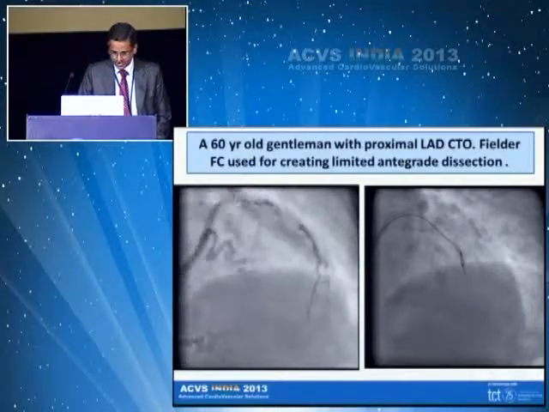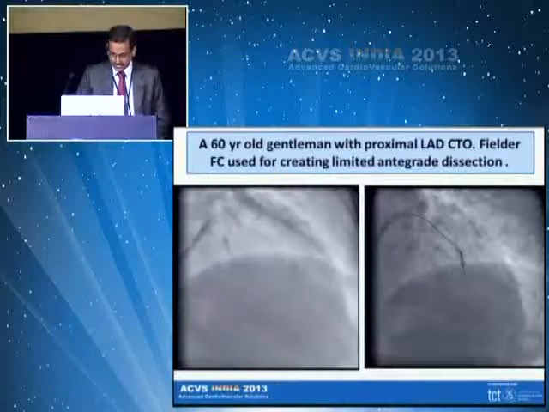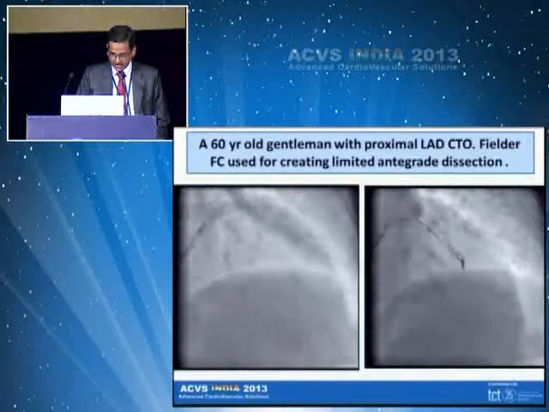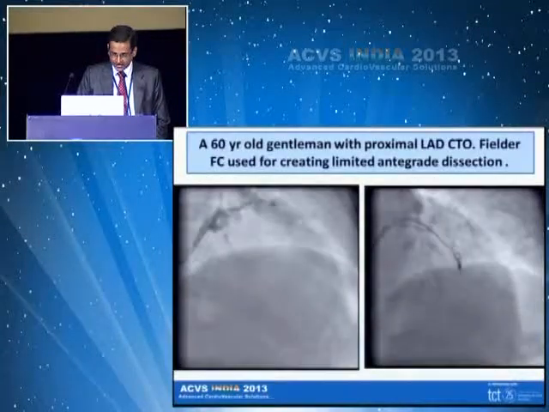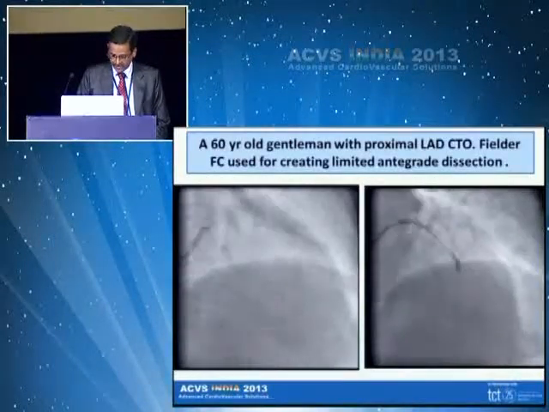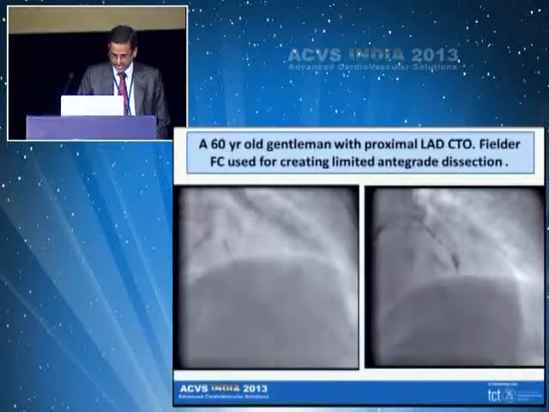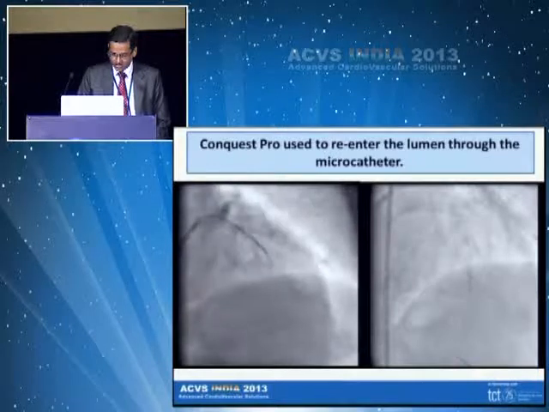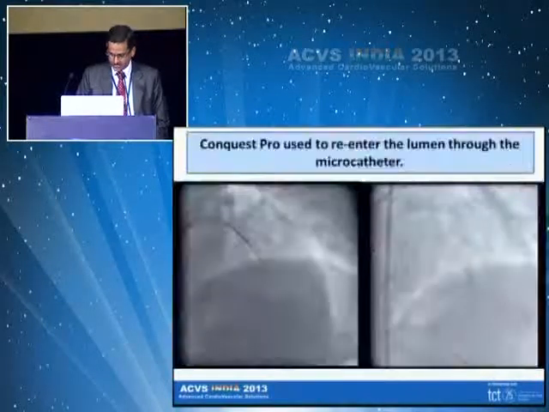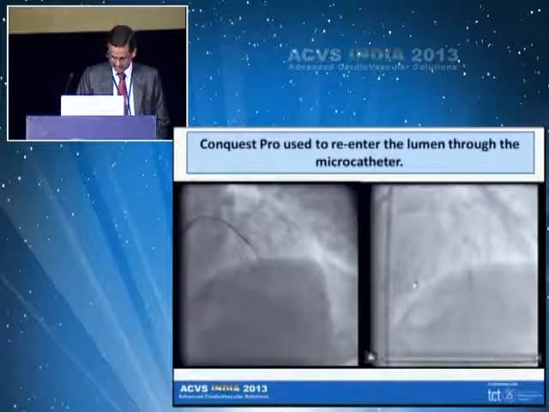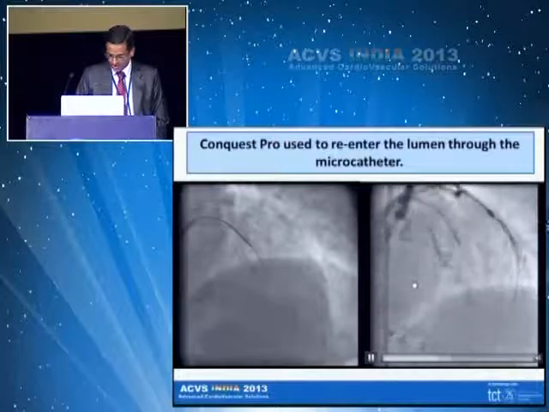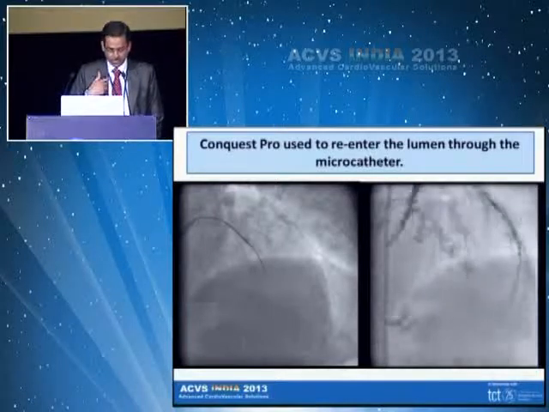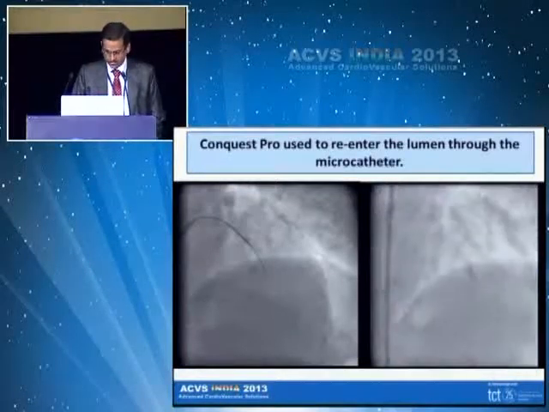This is my example of one of the limited star technique, where in an LAD I failed with a parallel wire technique. There are two wires, the second wire with a Fine Cross, and I'm having my Fielder FC wire there, and I use a limited star, and then I change it to a Conquest Pro, and then I managed to enter into the distal LAD. So this is a good technique to use a limited star in long CTOs, where if you continue with a star technique, you might end up going nowhere.